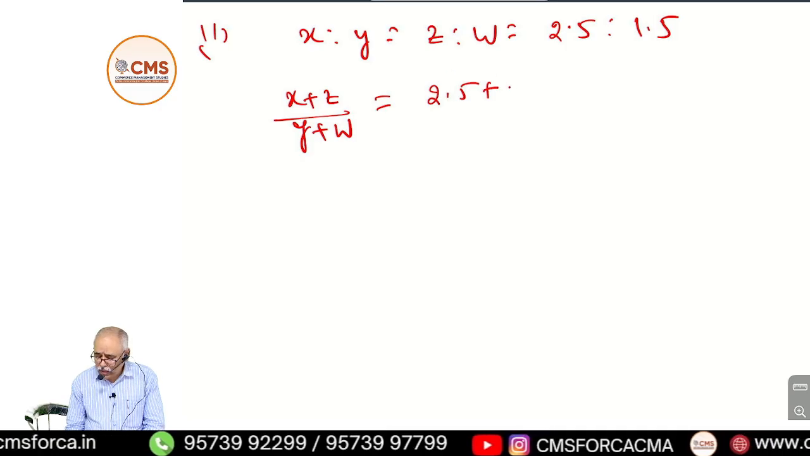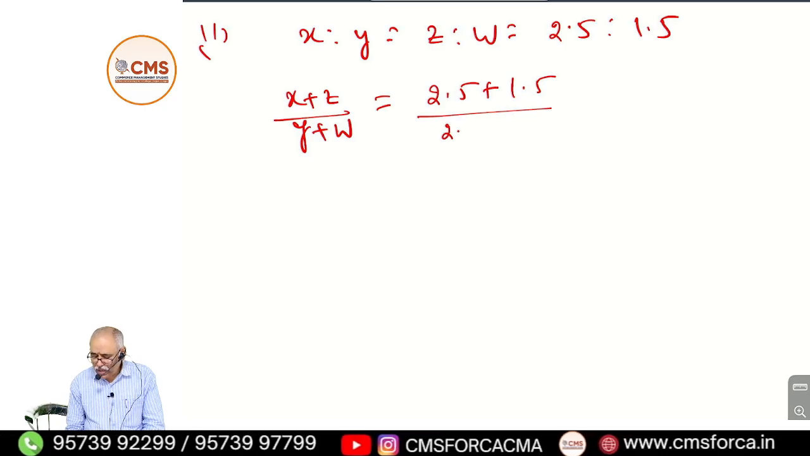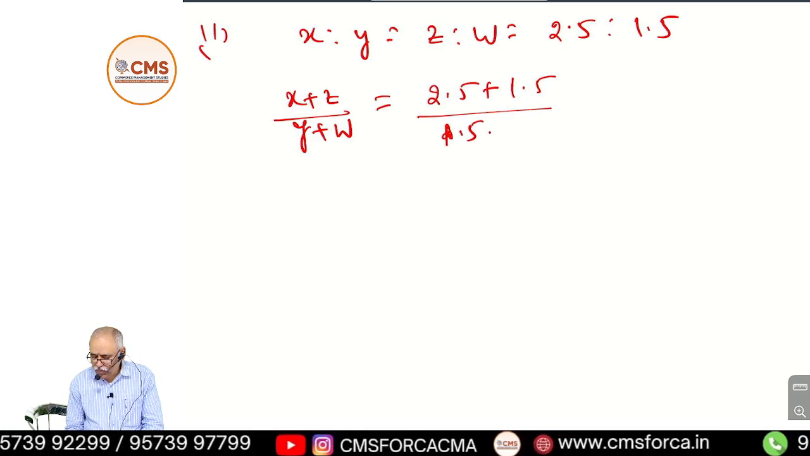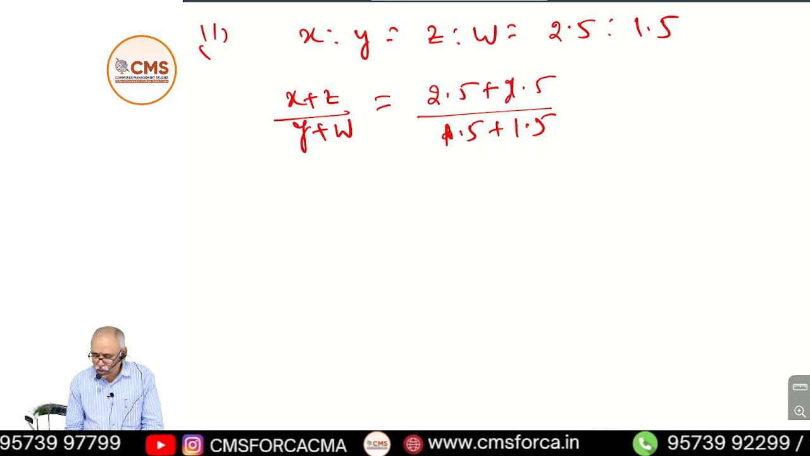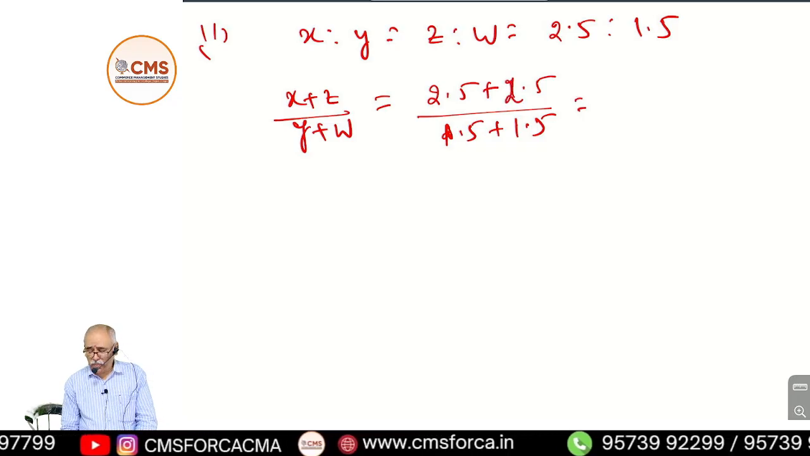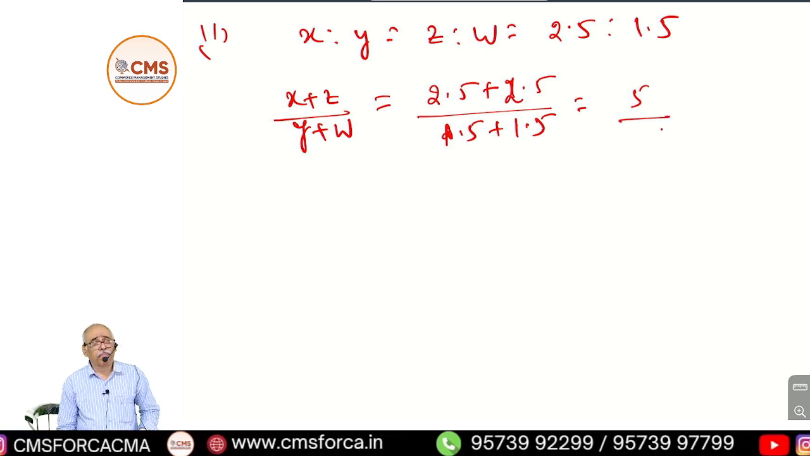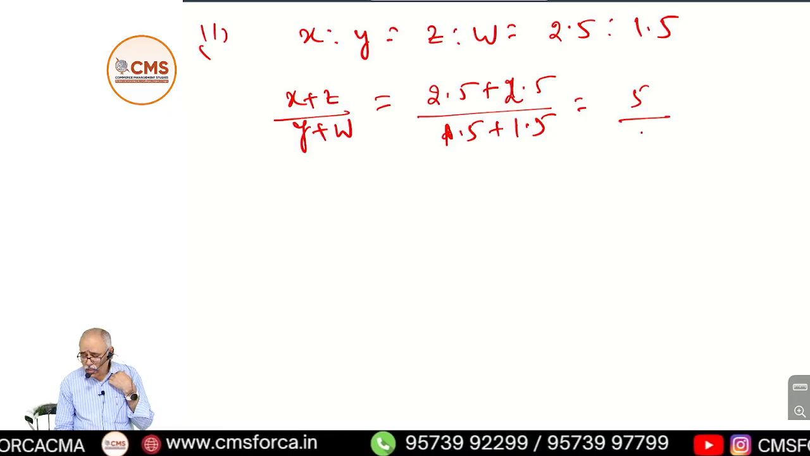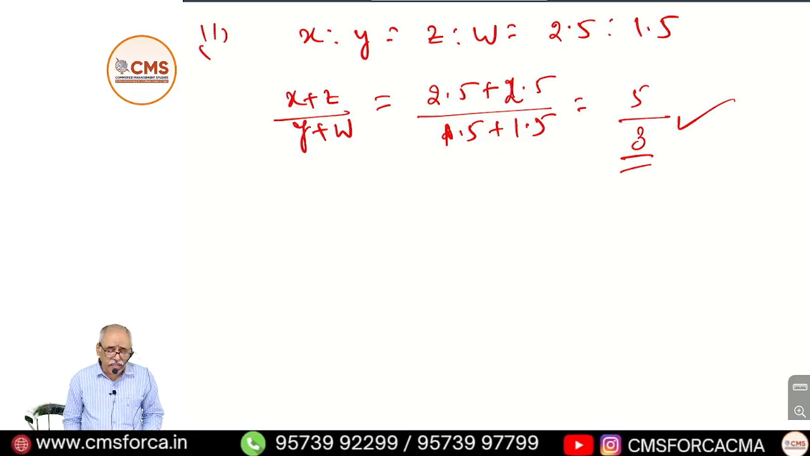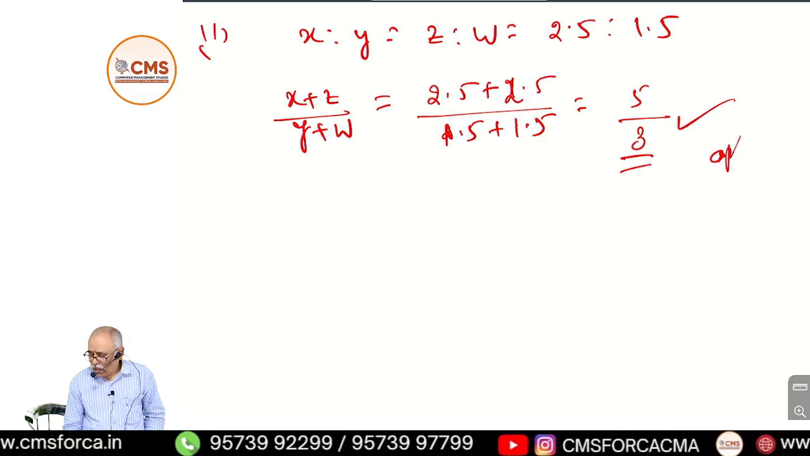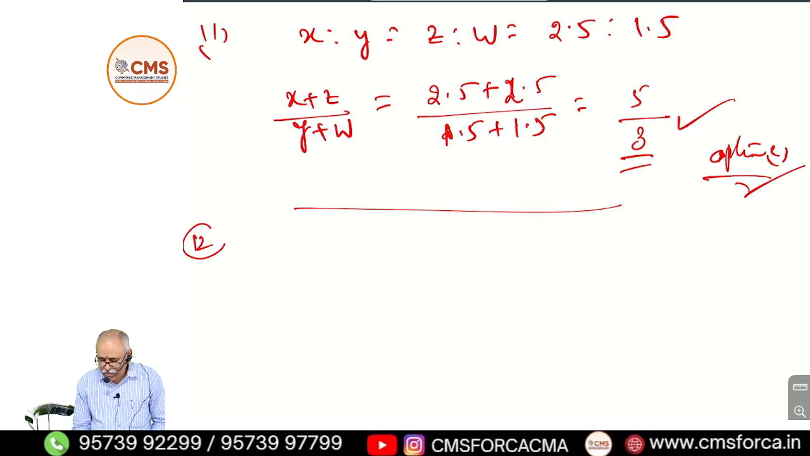X value 2.5, Y value 1.5, W value 1.5, Z value also 2.5. 2.5 plus 2.5 is 5. 1.5 plus 1.5 is 3. So the answer is 5 by 3. Which option is it? Option C is correct. So, question number 12.